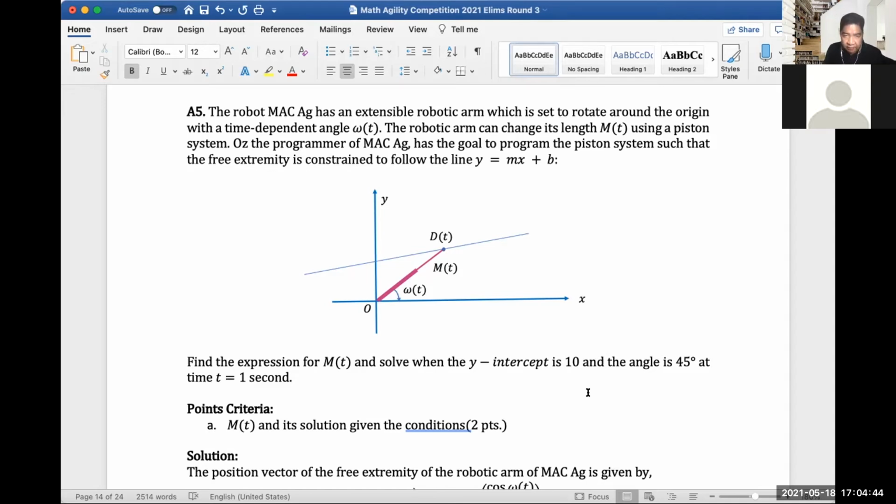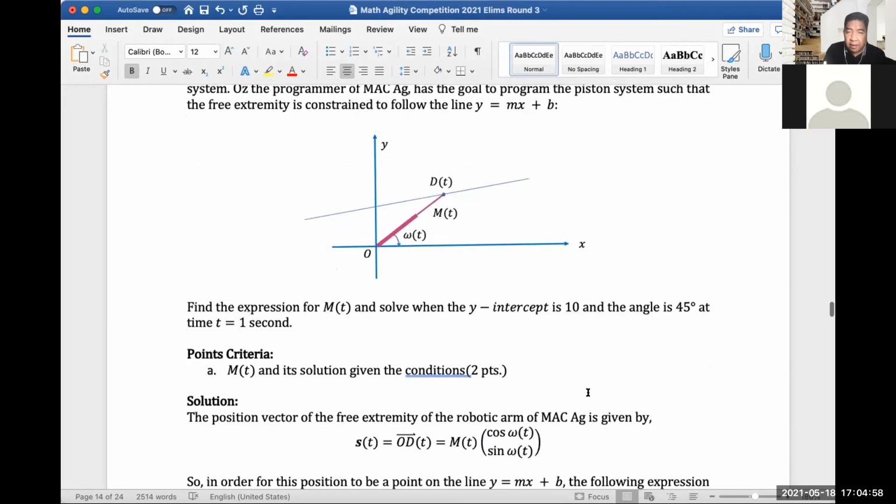So this is the diagram given. Find the expression of m of t and solve when the y-intercept is 10 and the angle is 45 degrees at time equals 1 second. So basically, we're solving for the expression of m of t, right? And this is your line here, this blue thin line here. So the point is to solve m of t, that would be 2 points.